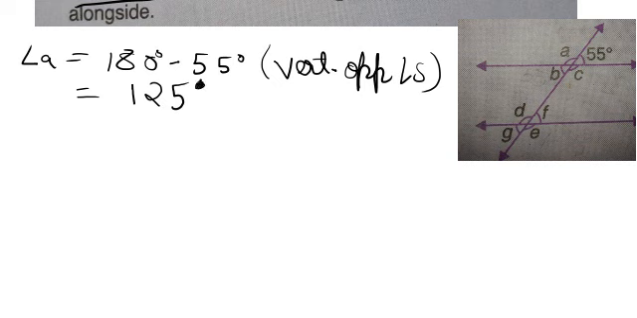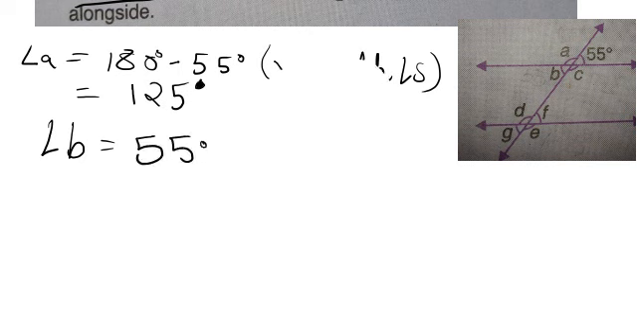Now you write angle B is equal to 55 degrees. Sorry, this is not vertically opposite angles, this is linear pair because it is lying on the same line, right? So this is a linear pair, not a vertically opposite angle.